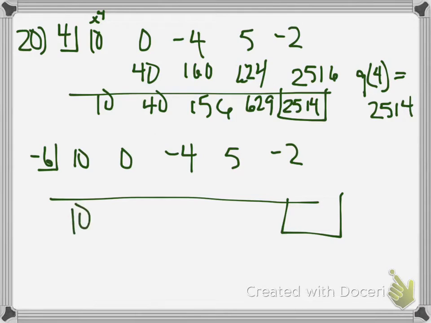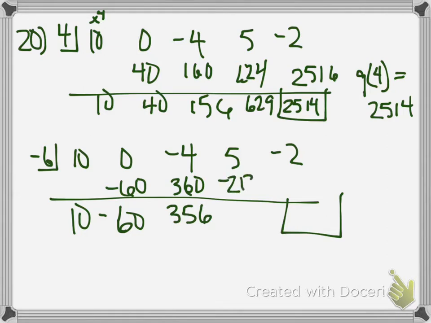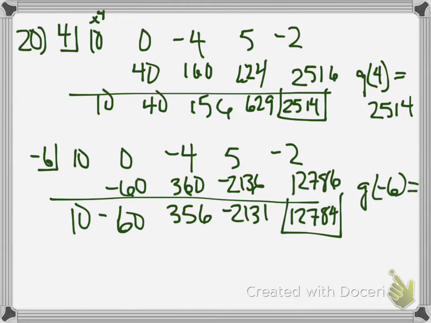2,514. On this one, 10, negative 60, negative 60. This would become positive 360. This would become 356. 356 times negative 6 would give me negative 2,100. Gosh, these people need to start looking at what they're doing. Plus 5 would give me negative 2,131 times a negative 6, and that gives me 12,786. Minus the 2, which will give me 12,784. So G of negative 6 is equal to 12,784, because again, why not?